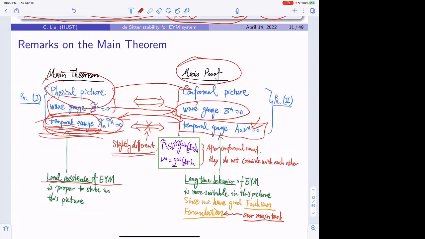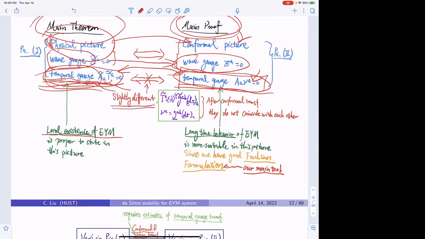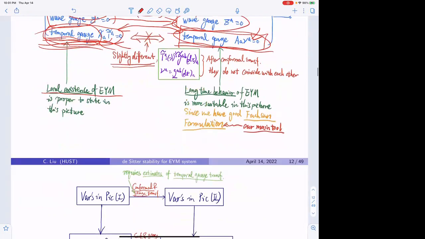And in our global proof, we have to use this tempo gauge because if you use this tempo gauge, your formulation will be very clean, and you can go to the function formulation. But if you use this one, maybe you can still get the function formulation, but the equation will be very ugly. There will be many more bad terms. Okay, so that's the main purpose why we state the main theorem in the physical picture, but our main proof uses the conformal picture. I will go back to this repeatedly because it's very important in our proof.